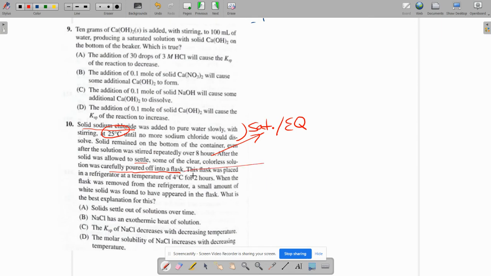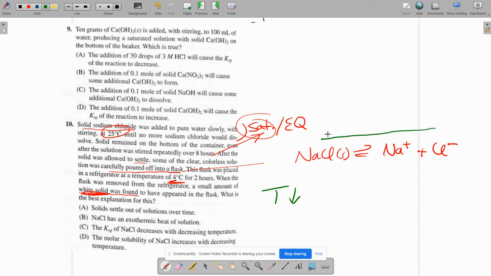Here's where it gets interesting. The flask was placed in the refrigerator and lowered to 4 degrees. When the flask was removed from the refrigerator, a small amount of white solid was found to have appeared. So let's catch up here. We're dealing with sodium chloride solid breaking up into Na plus and Cl minus. We had this perfectly saturated solution that we had filtered, so it looked like water, salt water in fact. But then we lowered the temp and some white solid was formed. So the fact that some white solid was formed means that as temperature went down, the equilibrium shifted this way, because we were seeing the production of white solid.